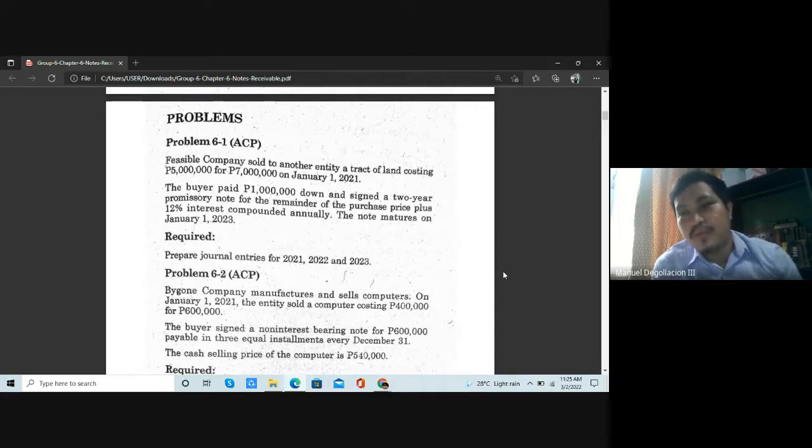Okay. Plus your takeaway for problem 6-1 class would be that gain on sale will be computed by simply deducting the cost or the carrying amount of the asset sold from the selling price. Okay, that's the first takeaway. As was discussed earlier, the gain is computed by starting off with the selling price of 7 million and deducting the cost or the carrying amount in the amount of 5 million.